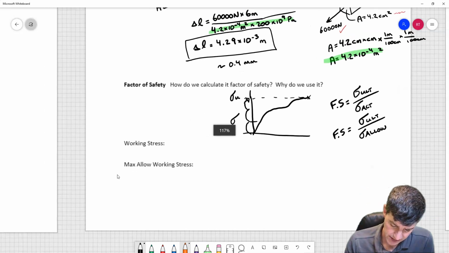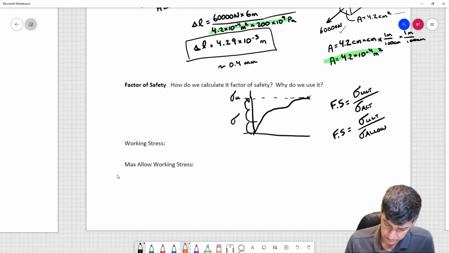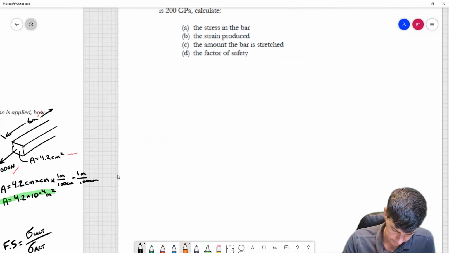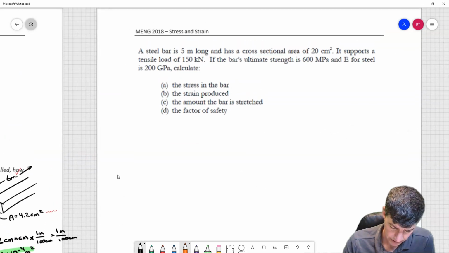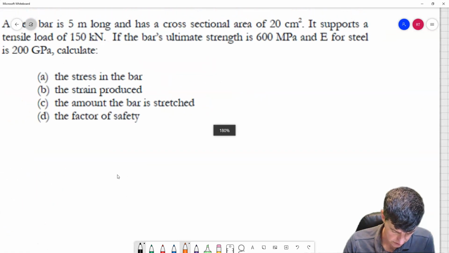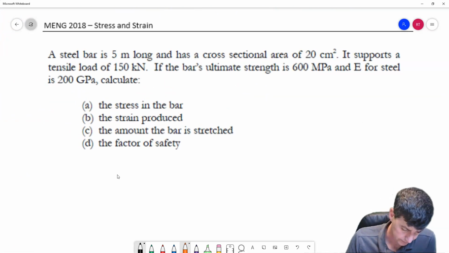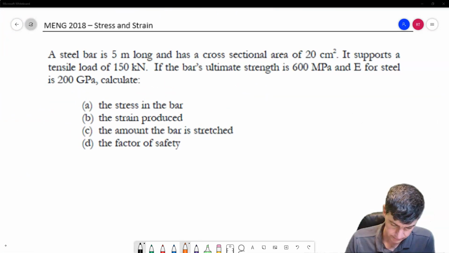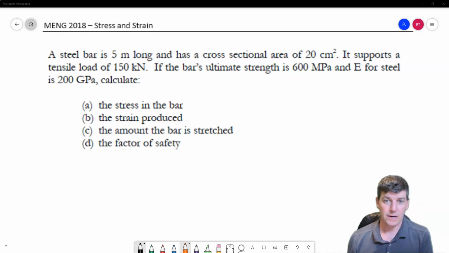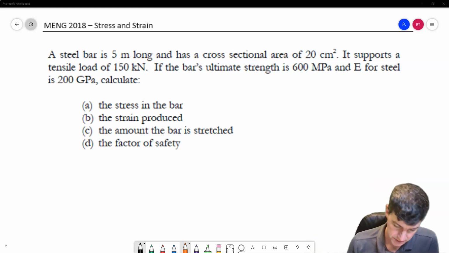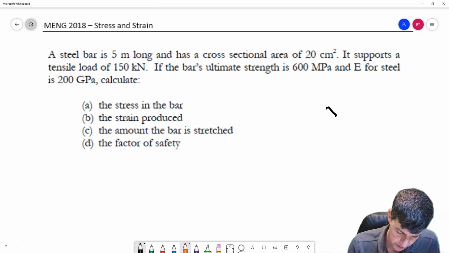Okay, so that's where factor of safety comes into play. So let's finish off our question. We have a bar with some cross-sectional area, and it's being stretched once again. So the same sort of questions as we had previously. I'll just draw a little diagram.